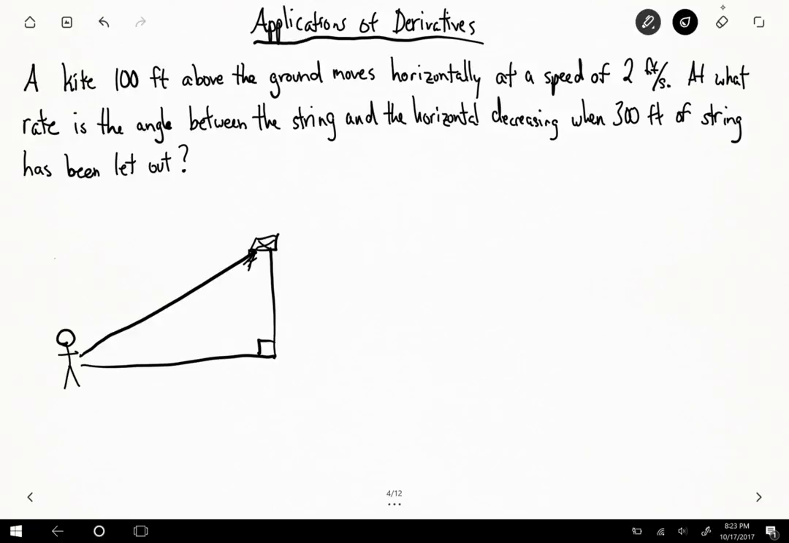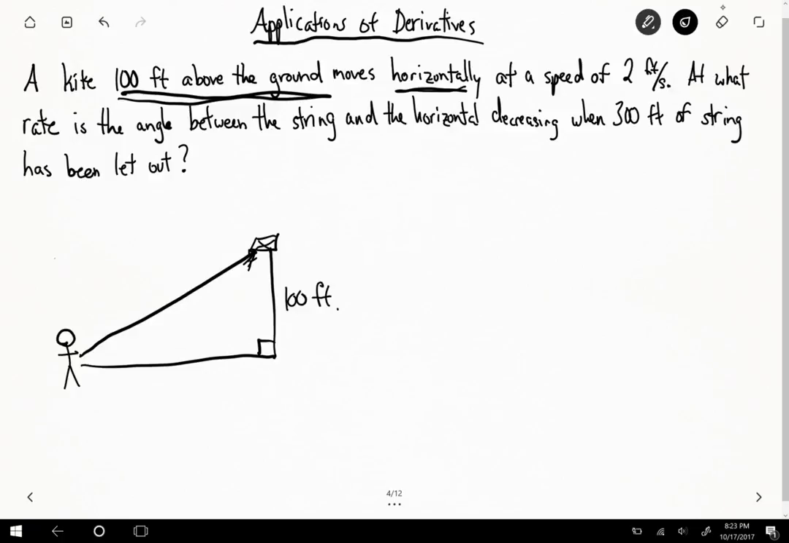Okay. Things that are not changing. A kite 100 feet above the ground, and the reason why that's not changing is it moves horizontally. Okay. So you have moving horizontally, and so this is a constant 100 feet.